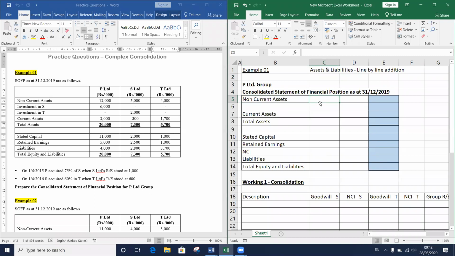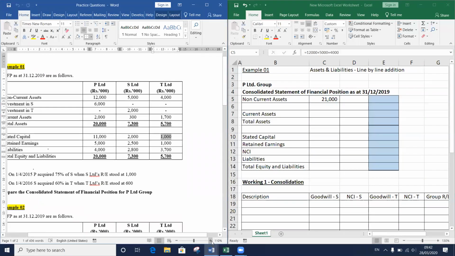Non-current asset, an asset component, right? P limited, what is the non-current asset amount? It is 12,000, right? We are going to add line by line. S limited, how much do they have? It is 5,000. T limited we have 4,000. So all together for these three companies, there are non-current assets worth 21,000.